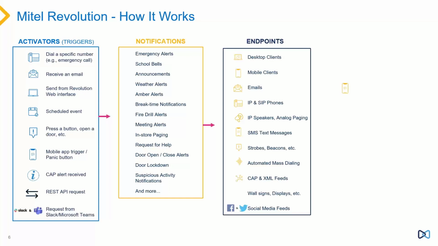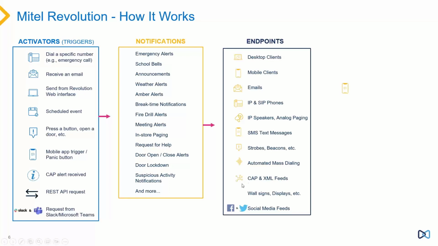We can use IP or analog speakers. So if you have an older paging system set up in your office, we can absolutely integrate with that, as well as newer systems with IP-enabled speakers where we can address them individually or as a group. Those are also very useful. We can send text messages through Twilio or another SMS integration. Other devices, like a strobe or a beacon, anything that has a contact closure or relay, we can also integrate with. Automated mass dialing campaigns, we can integrate with either somewhat natively through the phone system or through mass dialing services.